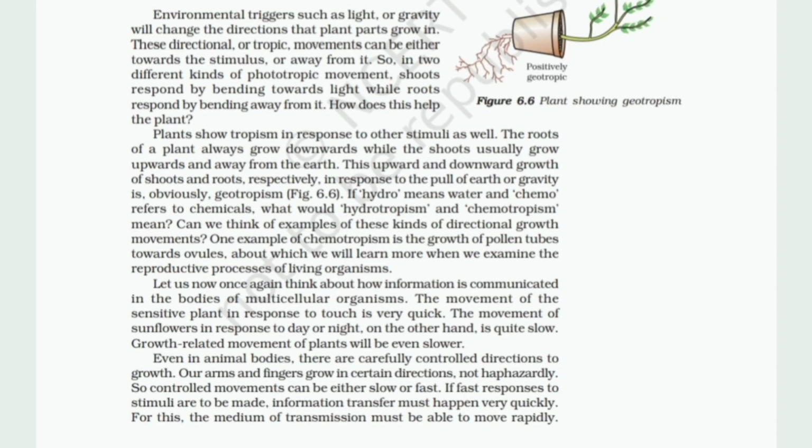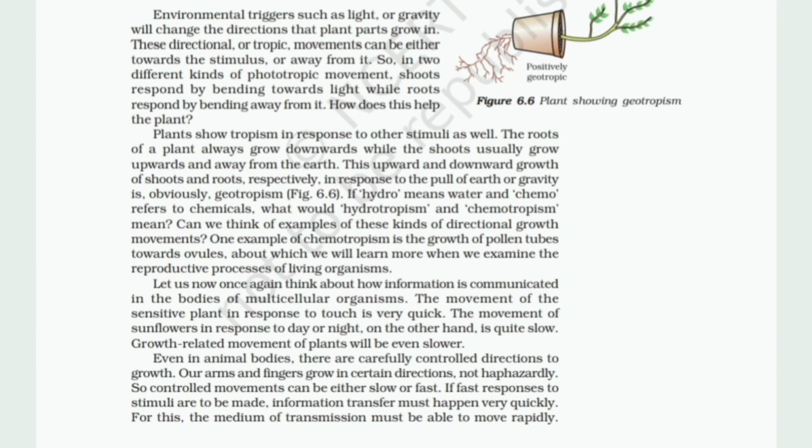Let us now once again think about how information is communicated in the bodies of multicellular organisms. The movement of the sensitive plant in response to touch is very quick. The movement of sunflowers in response to day or night, on the other hand, is quite slow. Growth-related movement of plants will be even slower. Even in animal bodies, there are carefully controlled directions to growth.